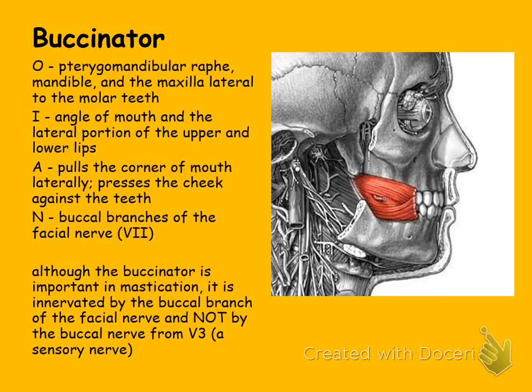Buccinator, or buccinator, some people say it both ways. It originates on the pterygomandibular raphe, right on the edge of the mandible, lateral to the molar teeth on the bottom, and it goes up over the top of your teeth and inserts on the angle of the mouth, the lateral portion of the upper and lower lips. It pulls the corner of the mouth laterally and presses your food against your teeth. This is what keeps your food from sloshing around on the outside of your teeth.